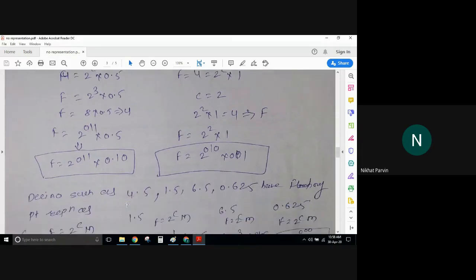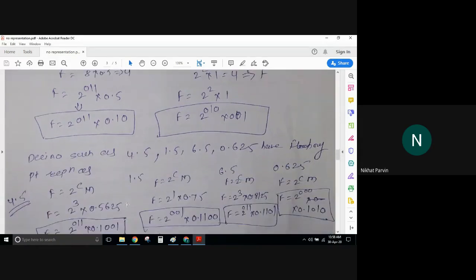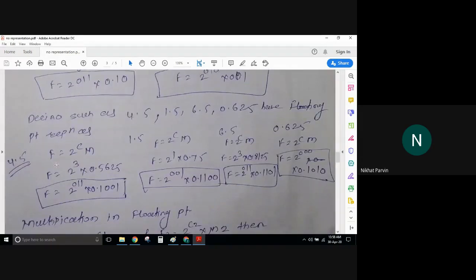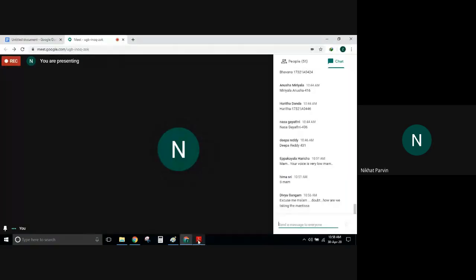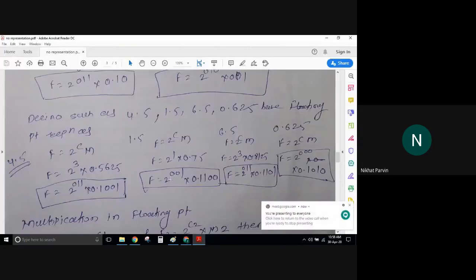Now let us take one more example. Maybe it will be clearer for you. Now, your decimal numbers such as 4.5, 1.5, 6.5, 0.625, and so on. Earlier, I took only the fractional part. Earlier I also took only the integer part. Now here I am having both integer as well as fractional. Now, see here. I have to represent 4.5.